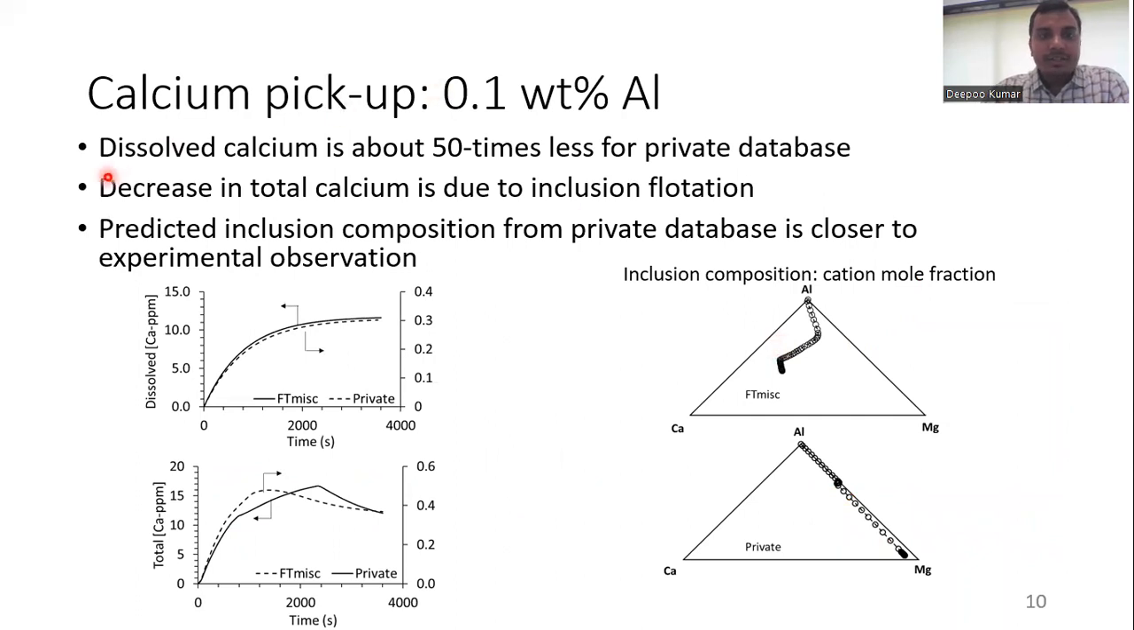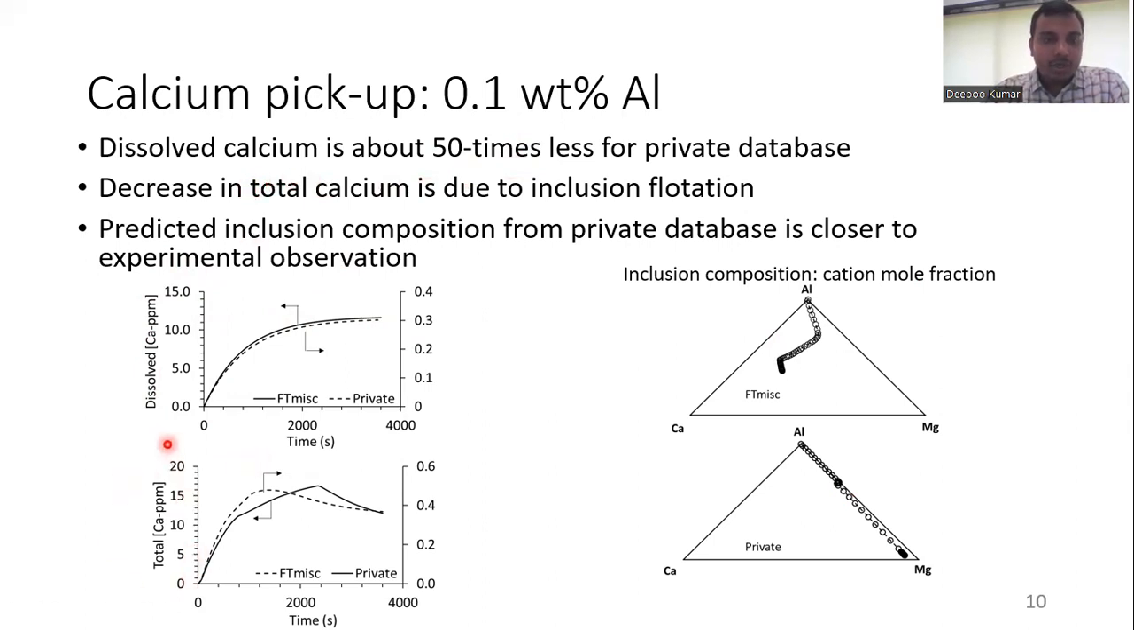Okay, here are the results. Again, we are looking at the dissolved calcium and the total calcium. On the right side are the results from the private database, and on the left side are the results from the FT-MISC solution database. So you can see that there is about 40-50 times difference in dissolved calcium predicted by the private database compared to FT-MISC.